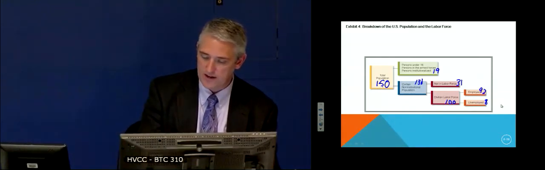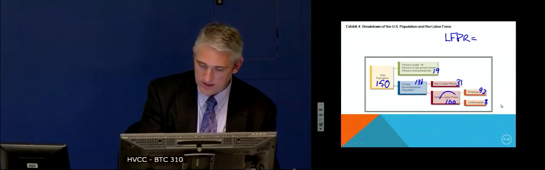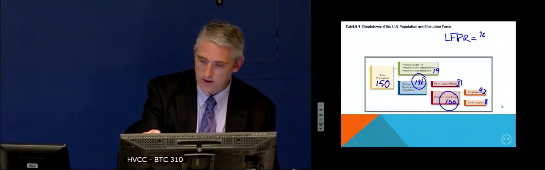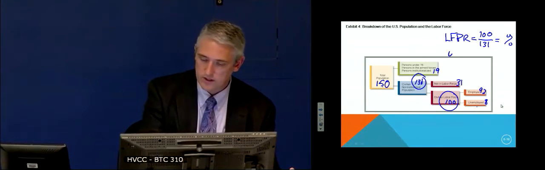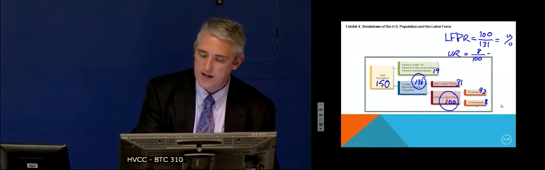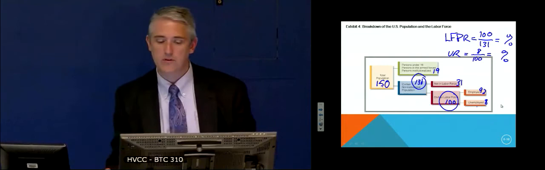If we wanted to figure out what the labor force participation rate is, then what we would do is say that 100 out of 131 possible are participating in the labor force, and that would give us our percentage. If we wanted to figure out what the unemployment rate was, the unemployment rate would be equal to the 8 people that are unemployed out of the 100 that are trying to work. 92 of them are successful, 8 of them are not. That leads to a percentage as well. If we calculate that out, we can see that the unemployment rate is 8%.